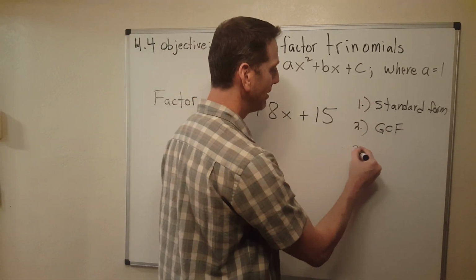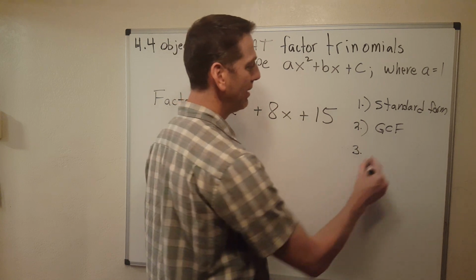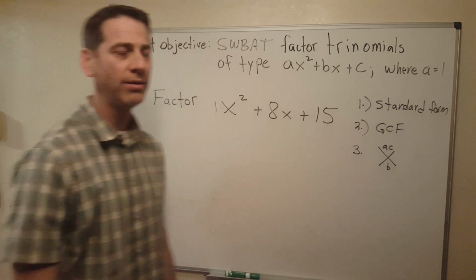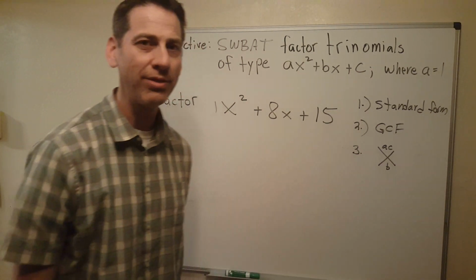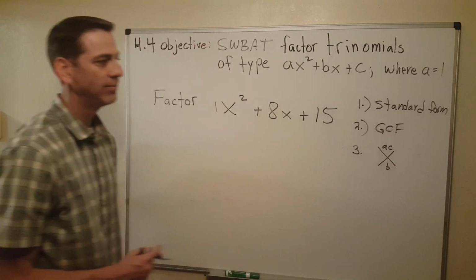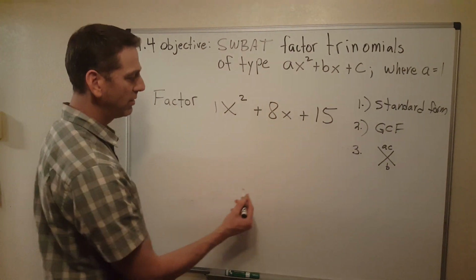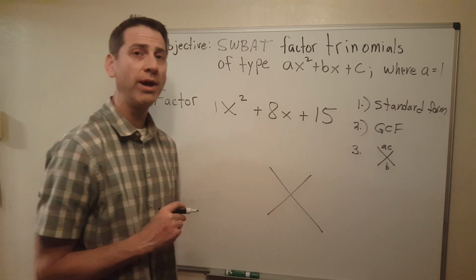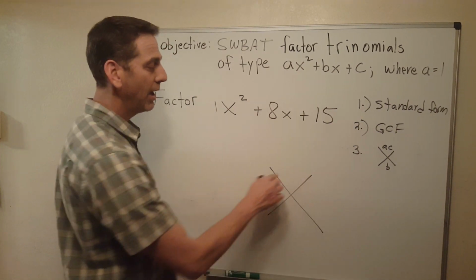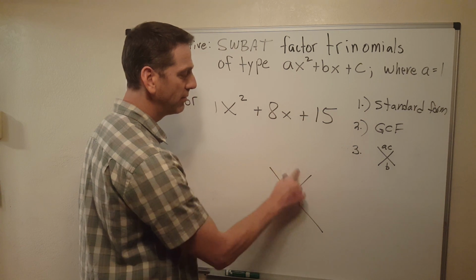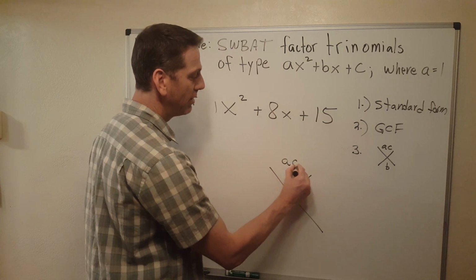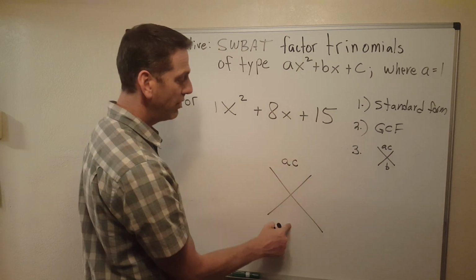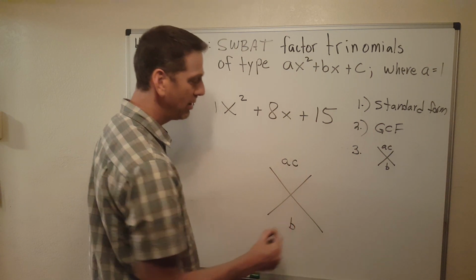All right. Step 3 is we're going to use what was called the AC method. I just call it the X method because you make an X here. So what I'm going to do is simply set up an X. This is a very visual way of factoring. It will help you. In this area right here is going to be A times C. This area down here on the bottom is going to be B.